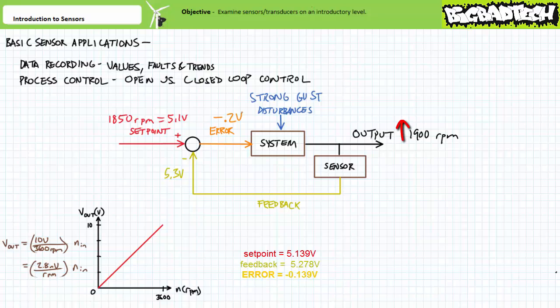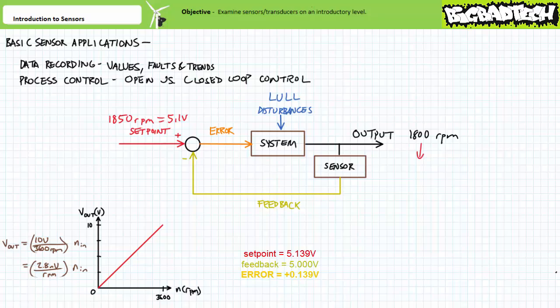Noticing not only the magnitude of the differential, but also the polarity, the controller can signal the blades to pitch back and spill some wind. Rotational speed drops and eventually stabilizes at 1850 RPM, such that there exists no differential between the set point and feedback.